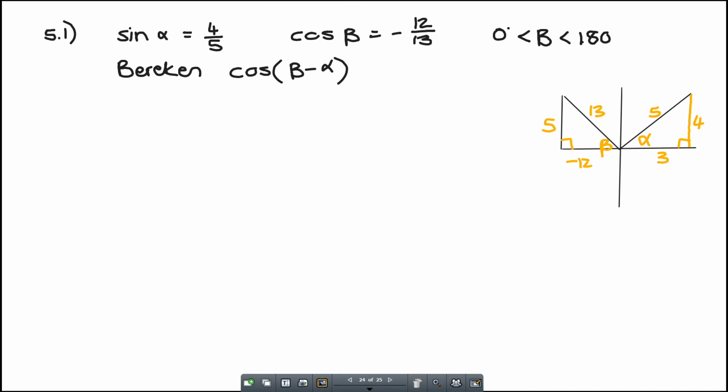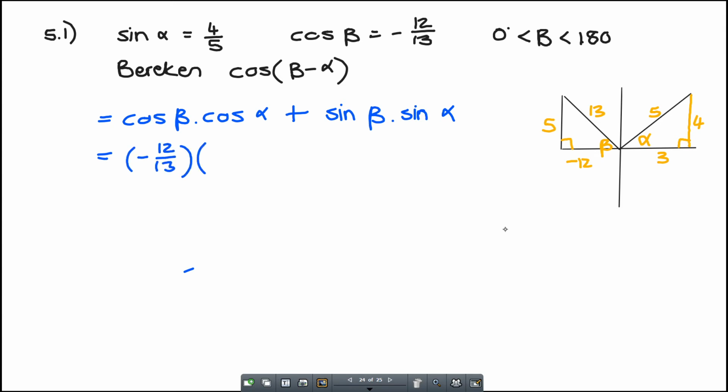Okay, so I want to write cos beta minus alpha. So if I extend that, it's going to be cos beta times cos alpha. Sign changes, so plus sine beta sine alpha. Okay, so let's go substitute in. To get cos beta, we've got that one. That was given to us. That was minus 12 over 13.